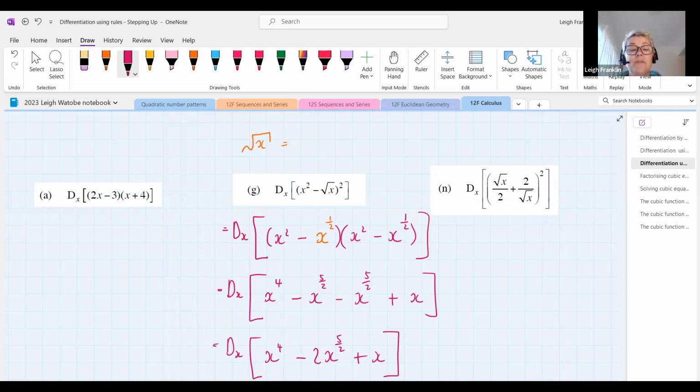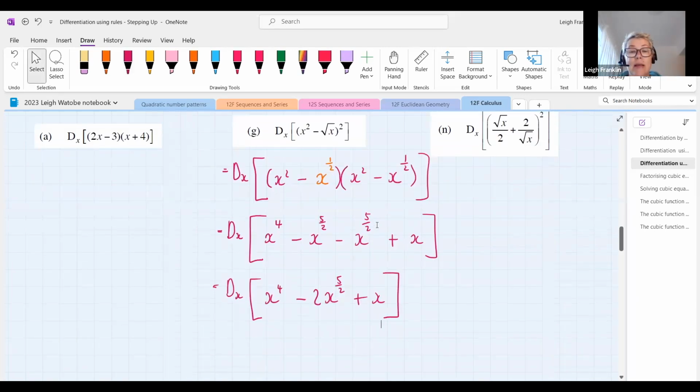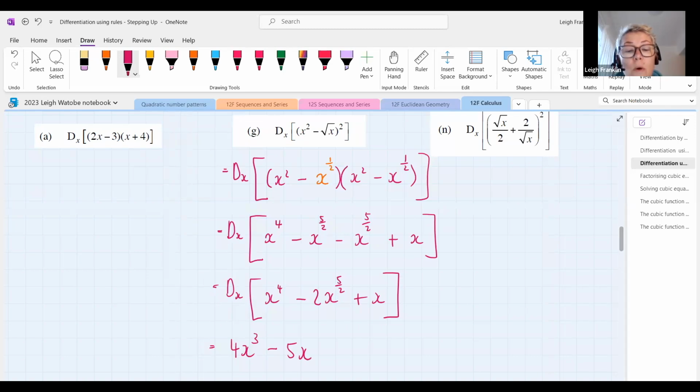Now am I ready to differentiate? Yes, I am. Okay, so I'm going to drop my dx, I'm going to drop my hard bracket, and my final answer is going to be 4x to the power of 3 minus 5x, take 1 away, so that would leave me with 3 over 2 plus 1.